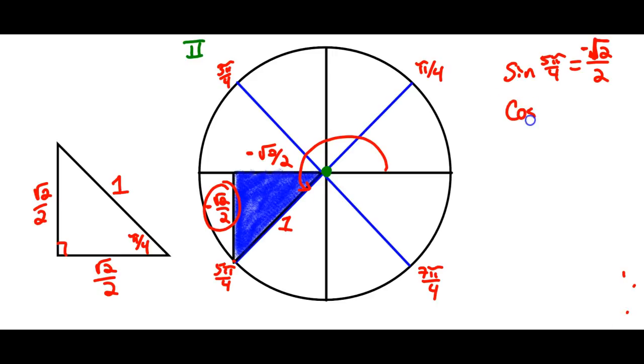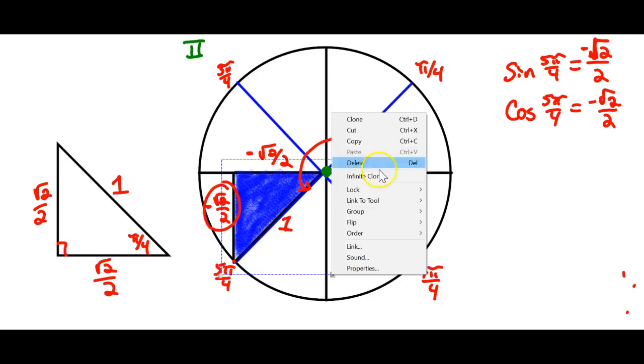Same thing with cosine. The cosine of 5 pi over 4 is going to be the adjacent over the hypotenuse. The adjacent side is negative square root of 2 over 2, divided by the hypotenuse just gives us negative square root of 2 over 2. All right. So one more time, let's look at 7 pi over 4. What would happen with 7 pi over 4? I'm just going to duplicate this.